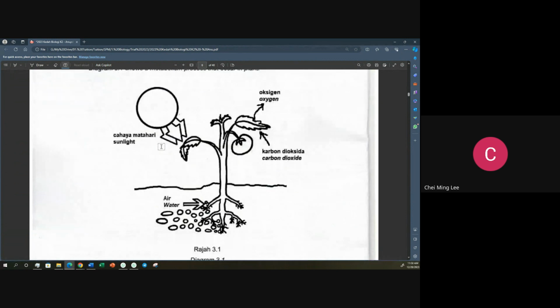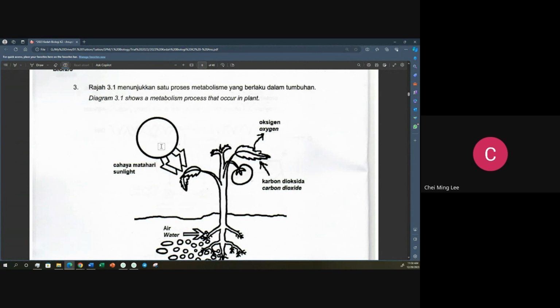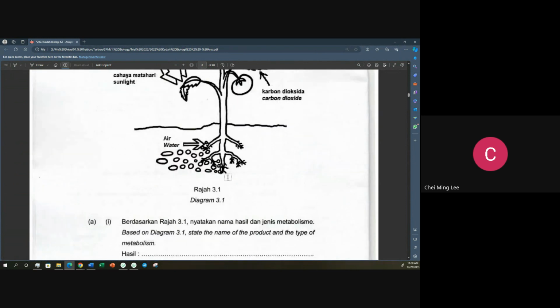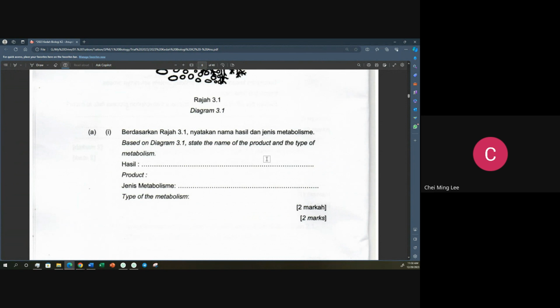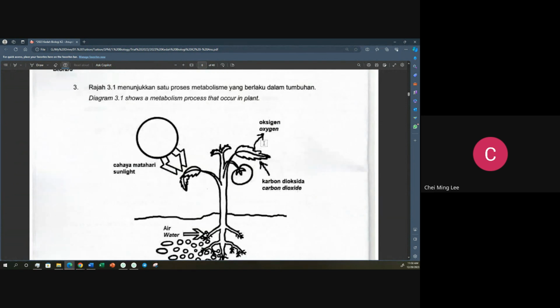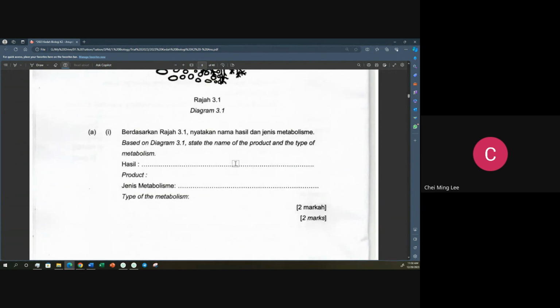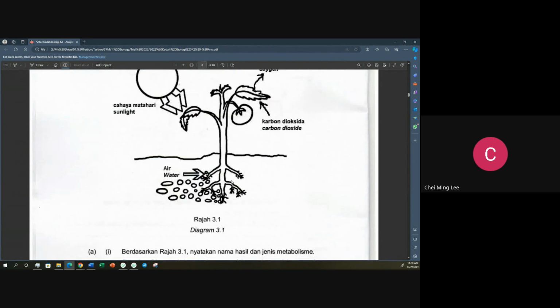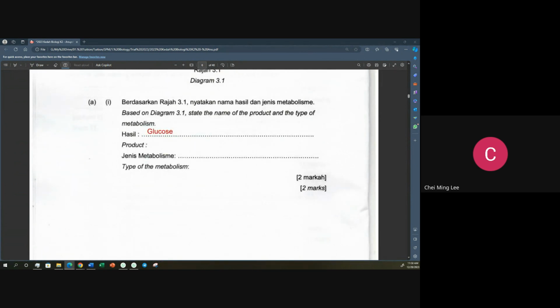Now for number 3, the diagram shows a metabolism process that occurs in plants. State the name of the product released here, and also the type of metabolism. The product of this process is glucose, and the type of metabolism is anabolism, which is production.